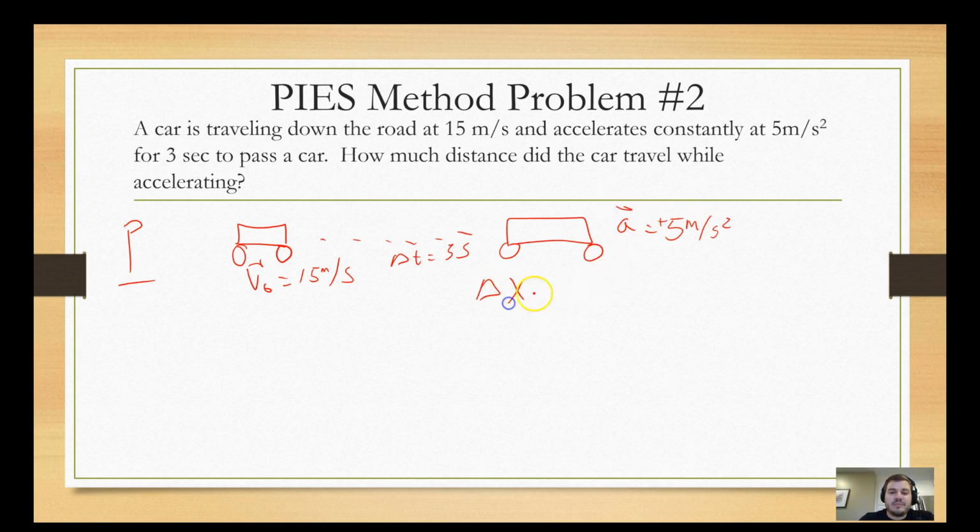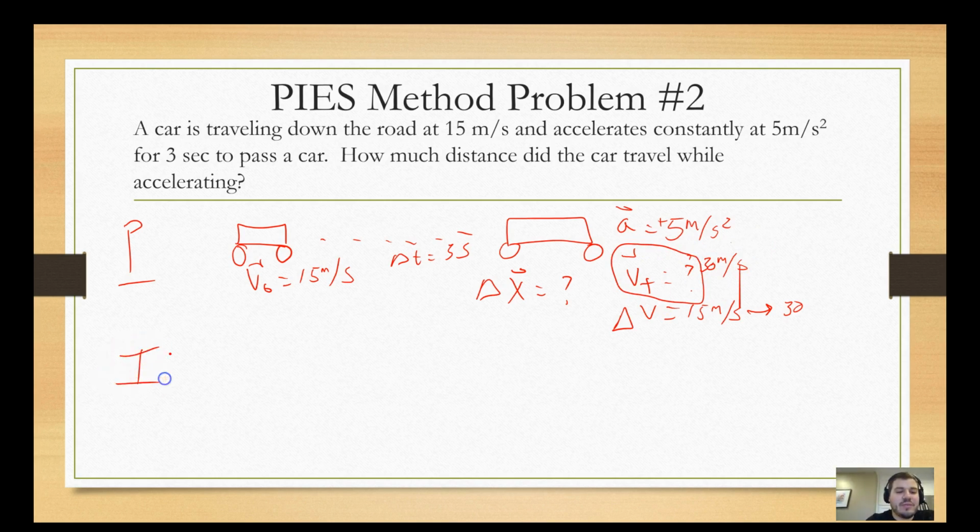The displacement is unknown, and v final is unknown, though you're probably thinking I can do it in my head, right? V final, the change in velocity is the acceleration times the time. So 5 times 3 would be 15. We'd have a change in velocity of 15, which means that if we started at 15, we go to 30. So this would be 30. But technically, we'll label this as an unknown since it wasn't directly given to us.